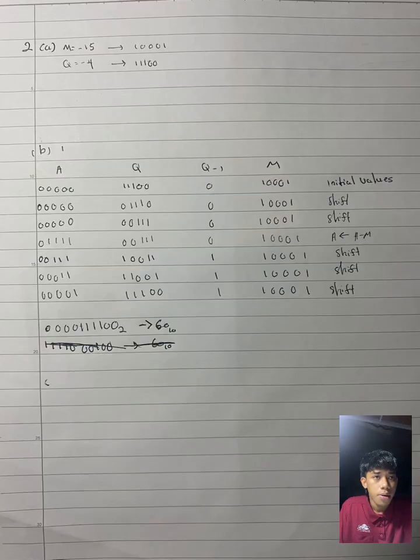So for the cycle, for the initial value, A is 0, 0, 0, 0, 0, and Q is 1, 1, 1, 0, 0. So Q minus 1 is 0. And then for cycle 1, Q0 is 0 and Q minus 1 is 0, that's 0, 0, so no operation. Shift right, A stays 0, 0, 0, 0, 0, and Q becomes 0, 1, 1, 1, 0.